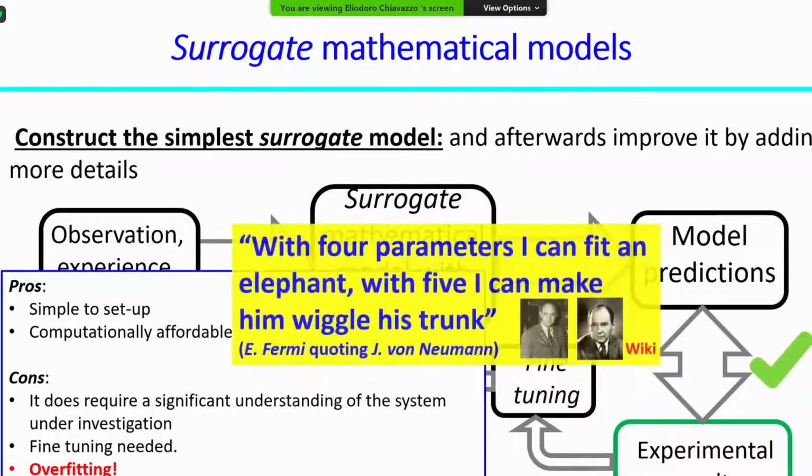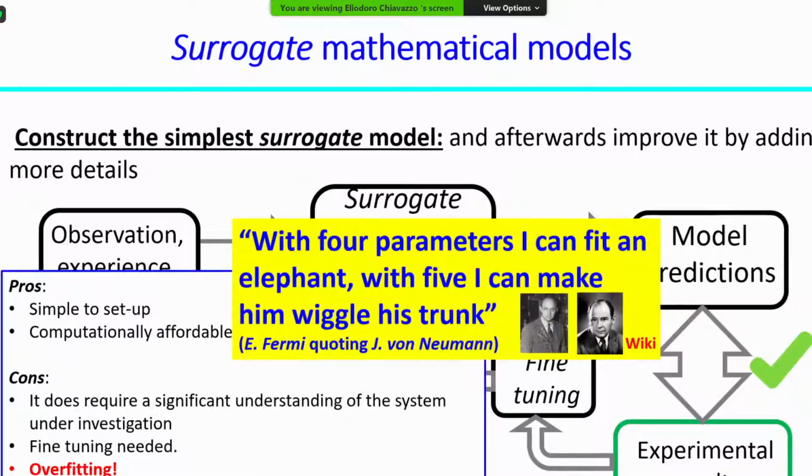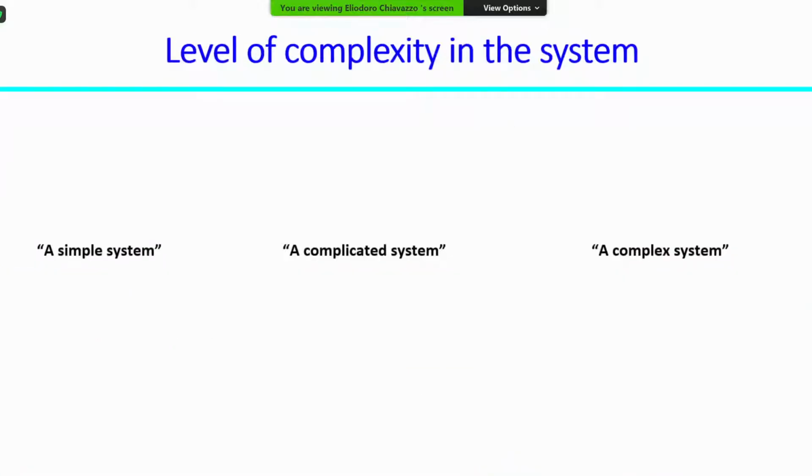Well, the best way to describe overfitting is to quote what Fermi used to say, quoting von Neumann in criticizing Dyson's theory, which was actually based on many parameters. And the point is that with 4 parameters, I can fit an elephant, and with 5, I can make him wiggle his trunk. So we should really be careful with this kind of parameter fitting.